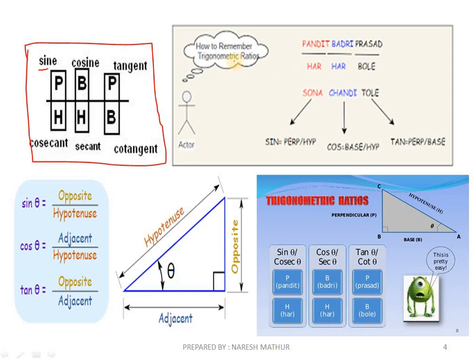Now how can we learn this? How to remember these trigonometric ratios? For this we have a small trick. See: Pandit Badri Prasad, har har bole, sona chandi tole. Here sona represents sine, chandi represents cos and tole represents tan. So we can learn this table by simply learning this phrase: Pandit Badri Prasad, har har bole, sona chandi tole.